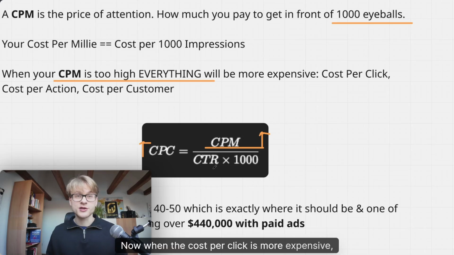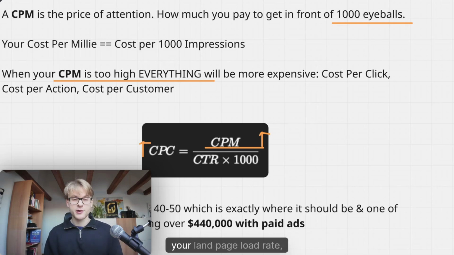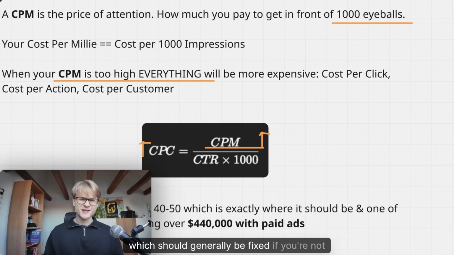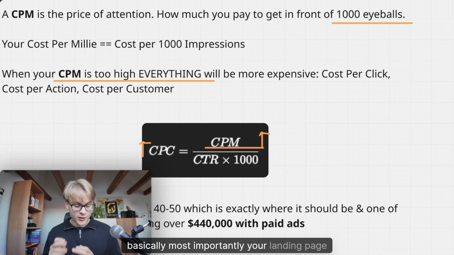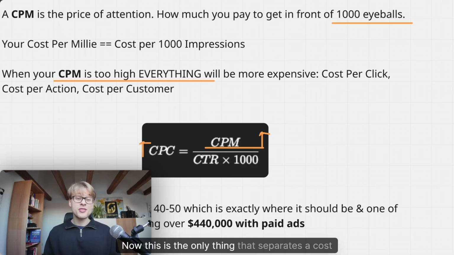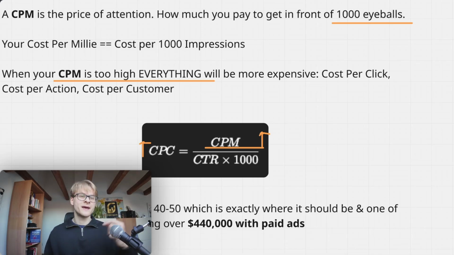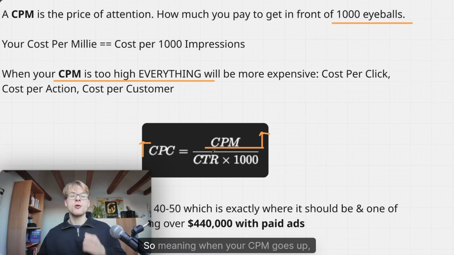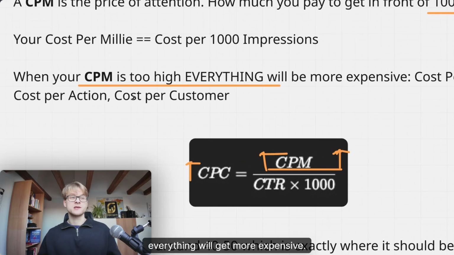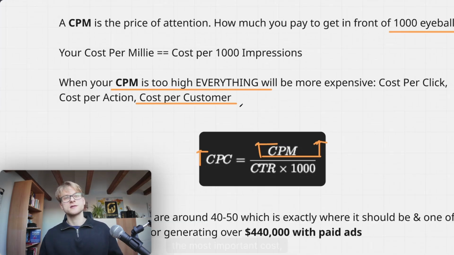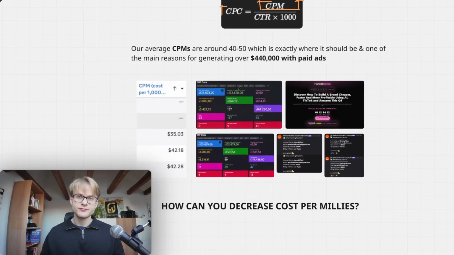Now, when the cost per click is more expensive, what separates the cost per click from the cost per lead or cost per registration or cost per call is just your landing page conversion rate, your landing page load rate, which should generally be fixed if you're not hosting them on some weird providers. And most importantly, your landing page conversion rate. This is the only thing that separates a cost per click from a cost per result. So when your CPM goes up, it's a main issue for your cost per lead, because everything will get more expensive. And lastly, obviously, the most important cost, the cost per new acquired customer.